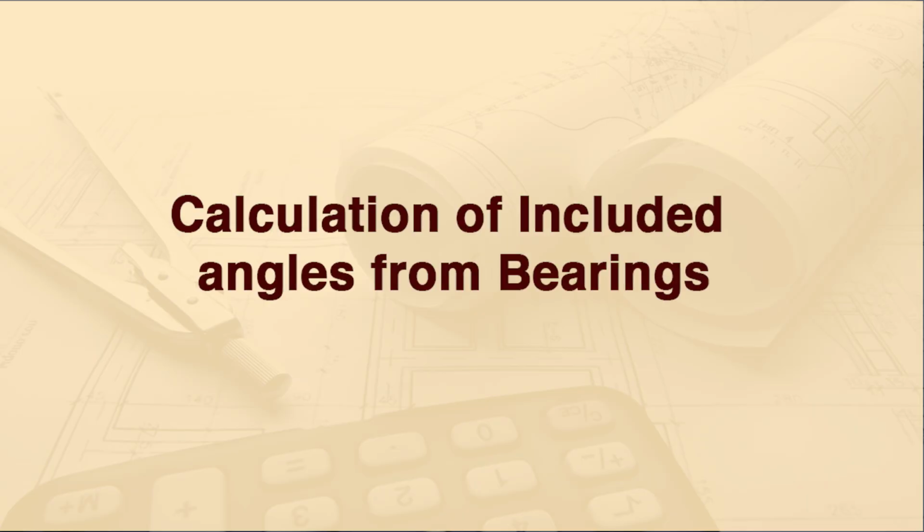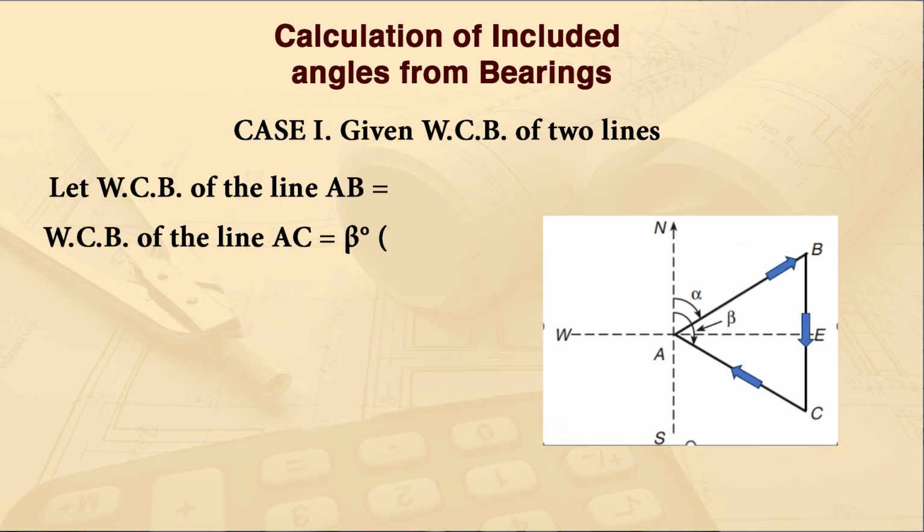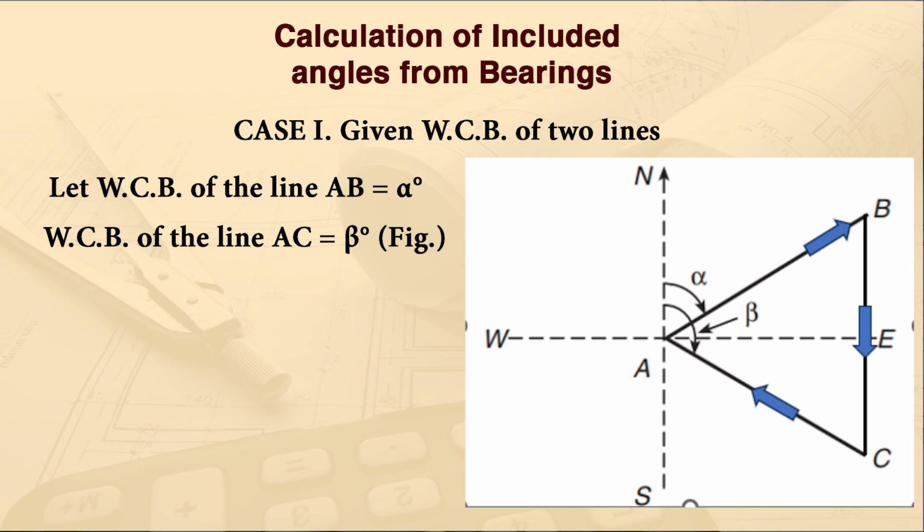Now, we will learn how to calculate the included angles if the bearings are given to us. Knowing the bearings of two adjacent lines, their included angle may easily be calculated. Firstly, we will take case 1, in which we have been given the whole circle bearing of two lines. As you can see from the figure, in a clockwise closed traverse A, B, C and A, AB is the forward line and CA is the previous line at station A. Let the WCB of line AB be alpha and the whole circle bearing of line AC be beta.